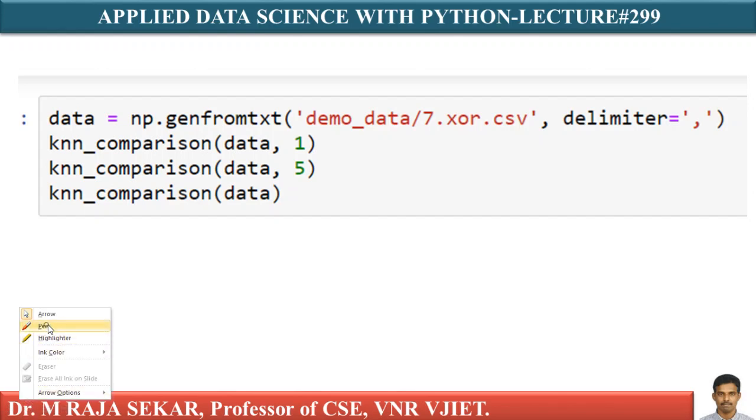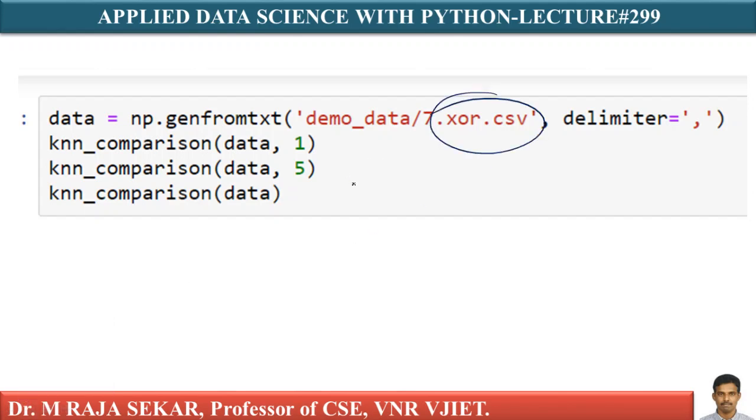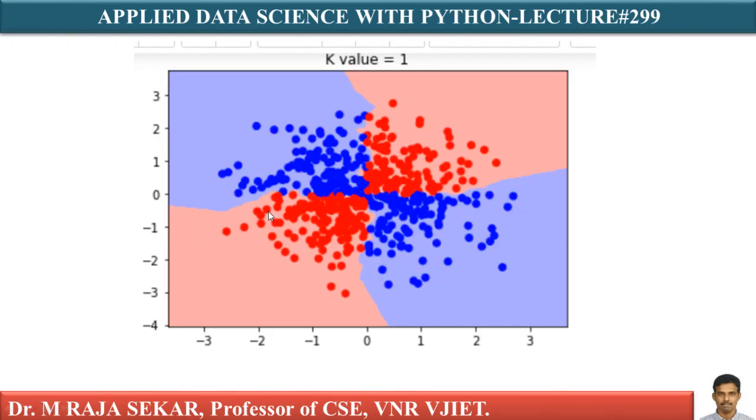Now we will try to understand another data set known as the XOR data set. This is a CSV file. I will provide this CSV file and all coding details in my future lectures, as I told you, in my Google sites. Let me explain this output first.